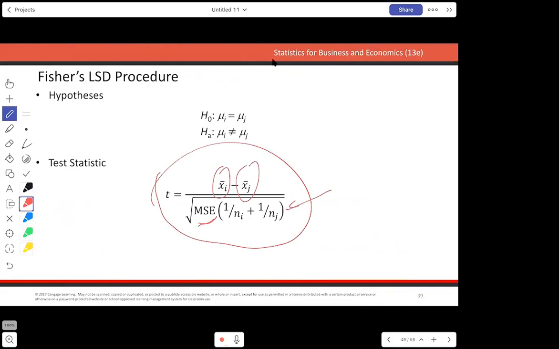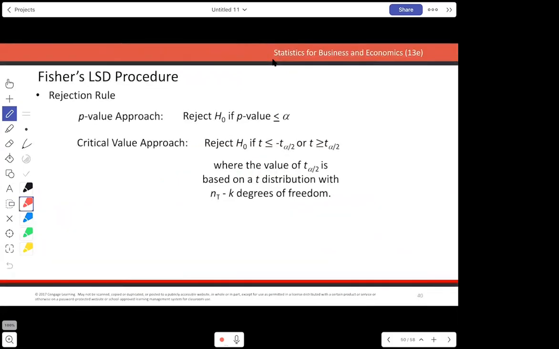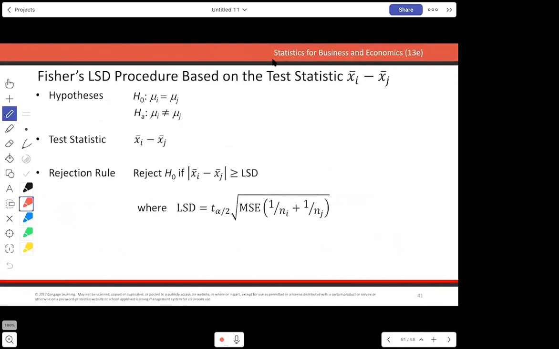We treat MSE as if it is a variance, a pooled sample variance. And so here's what you end up doing. You end up taking the absolute difference between those two, and then you're going to calculate the least significant difference, sorry, by using this formula right here.